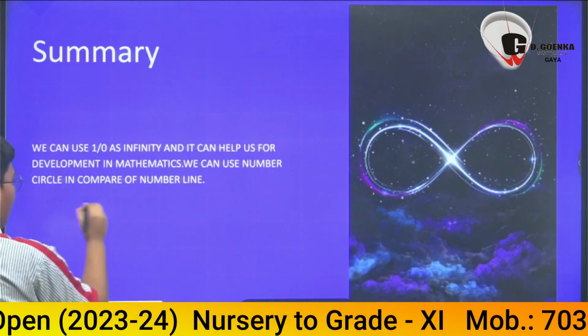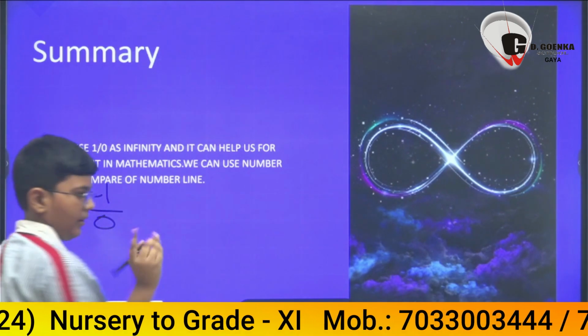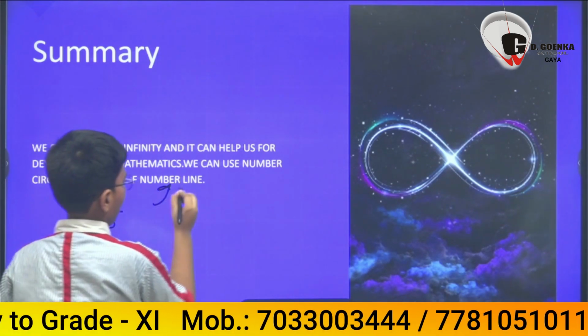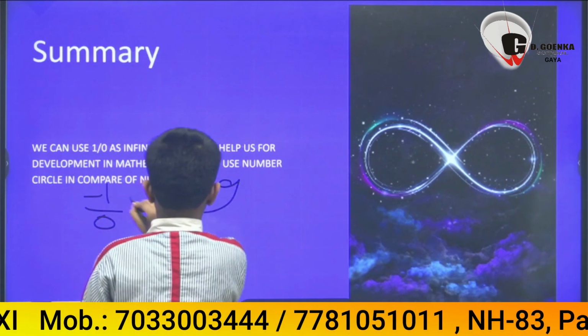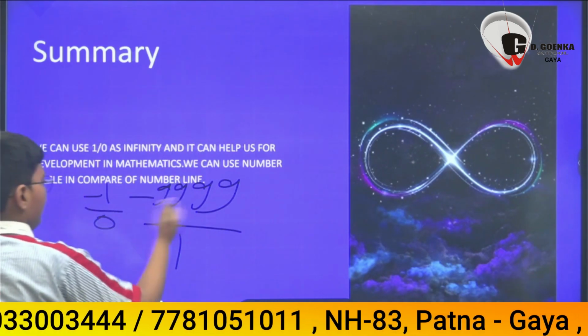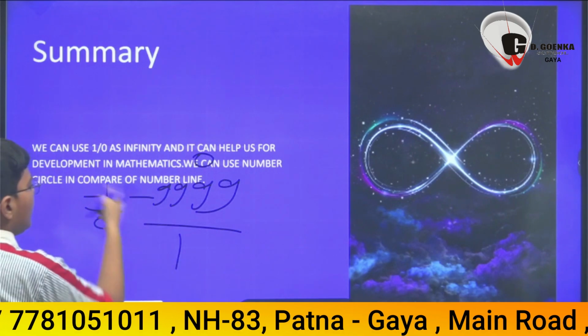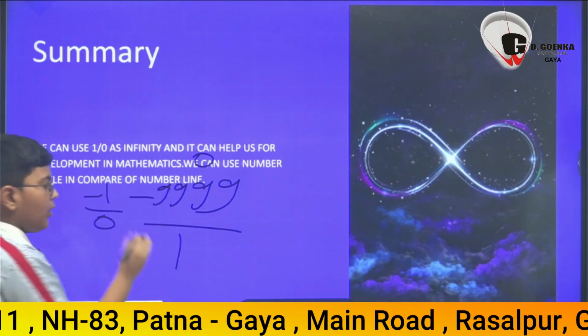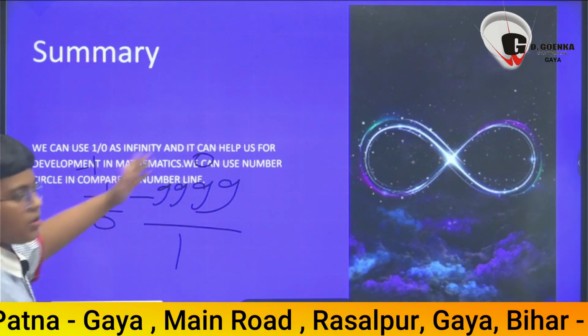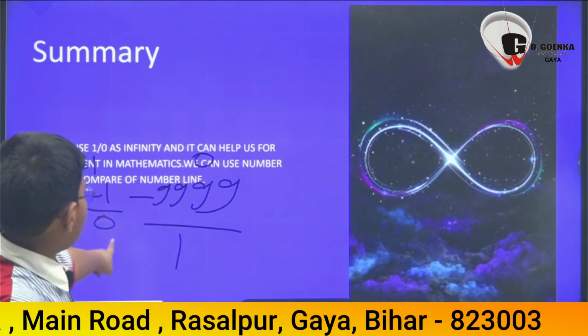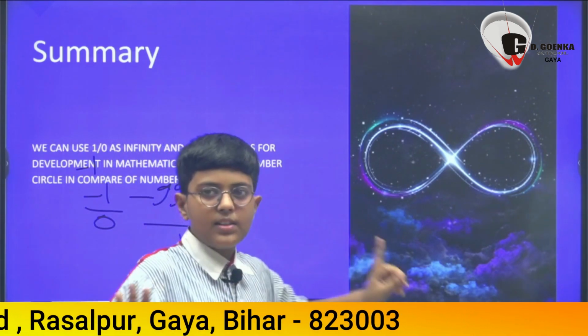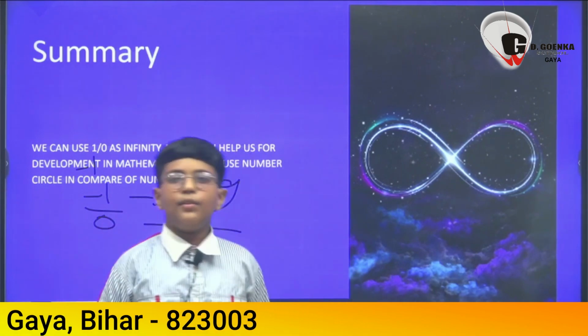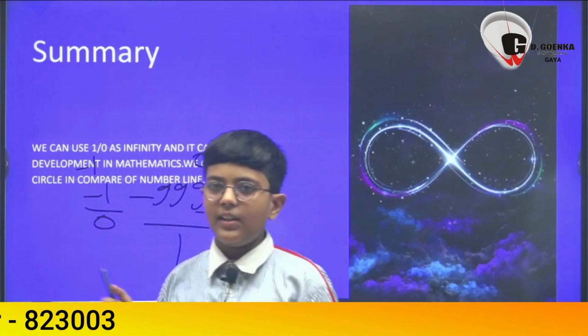Now, minus 1 by 0 is the smallest. It means the negative infinity. For example, 9, 9, 9, 9 negative over 1. Then if we multiply, it would become 0. And when we multiply minus 1 and 1, it would become minus 1. So which is smaller? Minus 1 is smaller. So minus 1 by 0 is always the smallest number, which means it is the negative infinity. And plus infinity is positive infinity.